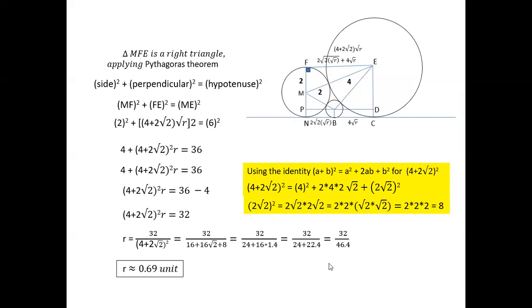Since we have taken an approximate value of root 2, that's why we write here that the radius is approximately equal to 0.69 units, or 0.7. So that's how you find the radius of the small circle embedded between two large circles having a common tangent.